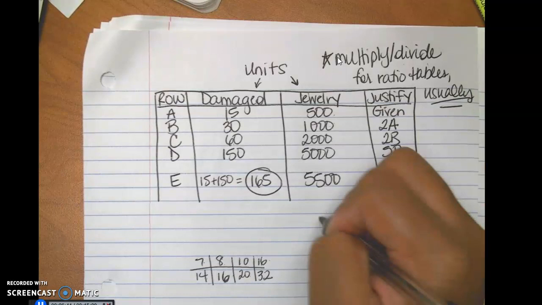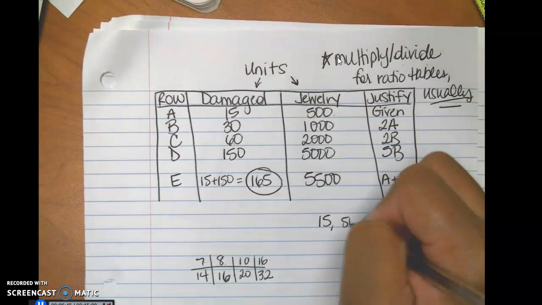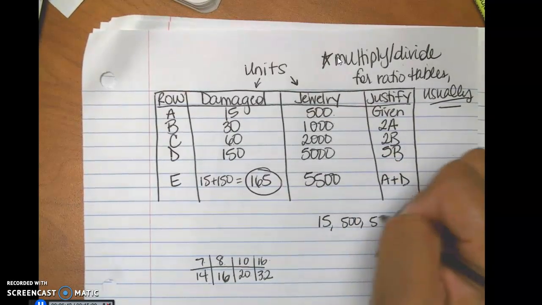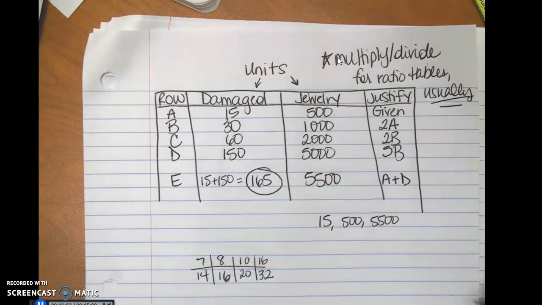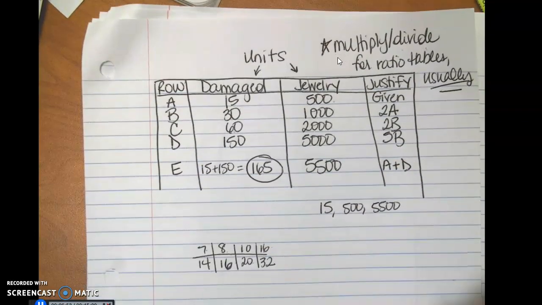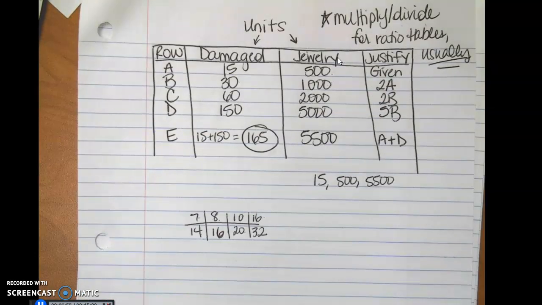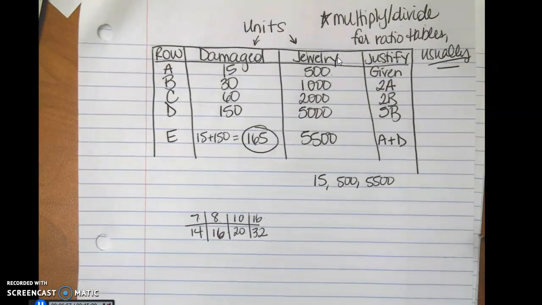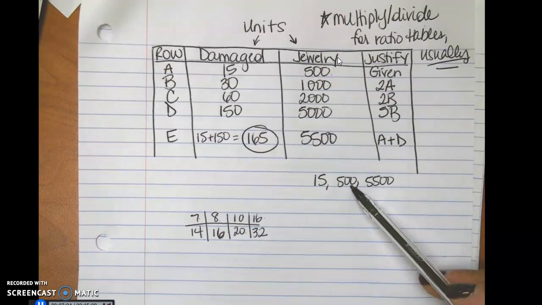They only gave me 15. I took 500 and then I converted it to 5, and I took 5,500 and converted it into 55. And then I multiplied 5 times 11. Okay, when you're converting, what mathematical operation are you doing? Multiplication.